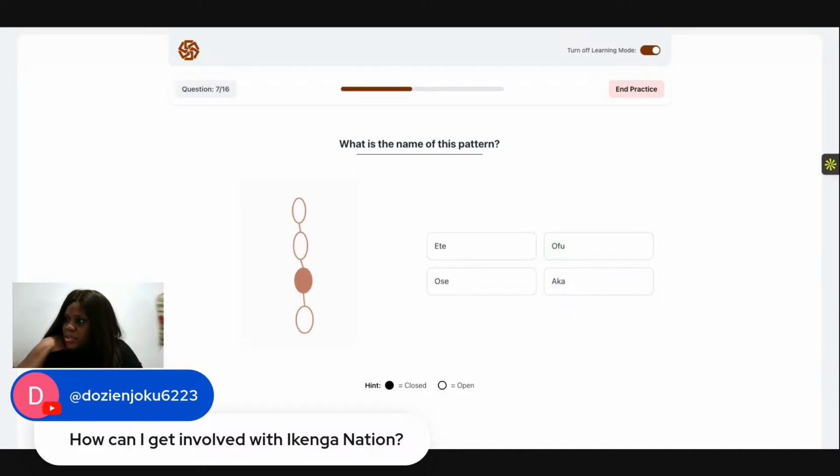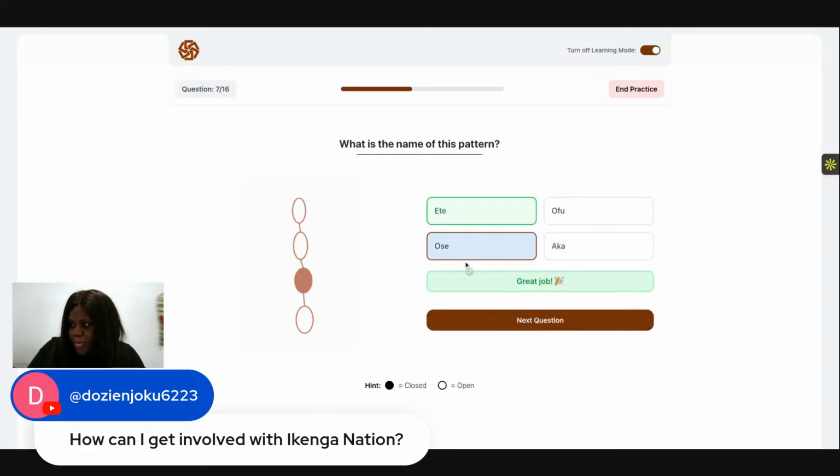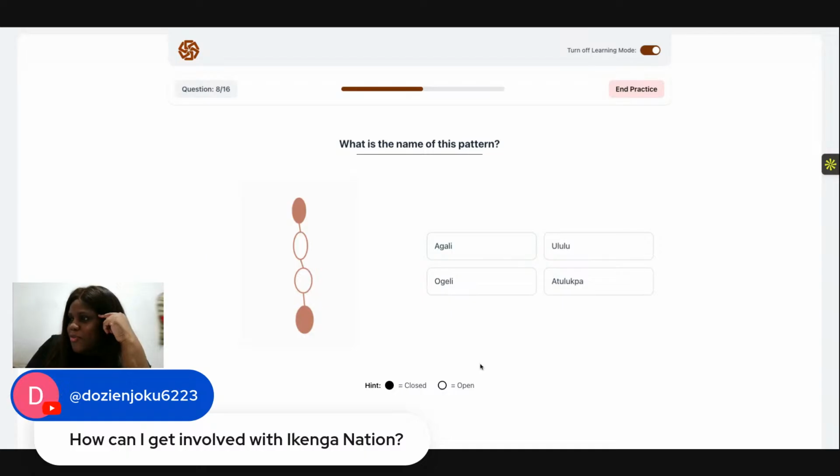This one is not Aka. This is either Ofu or Ete. I want to say this is Ete because I just don't think it's Ofu. Yeah, it's Ete. How do I remember that? I don't know how. I don't remember that.